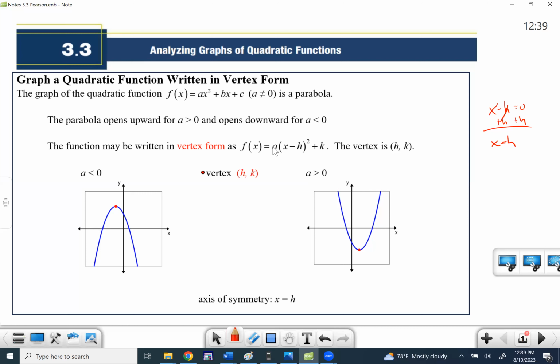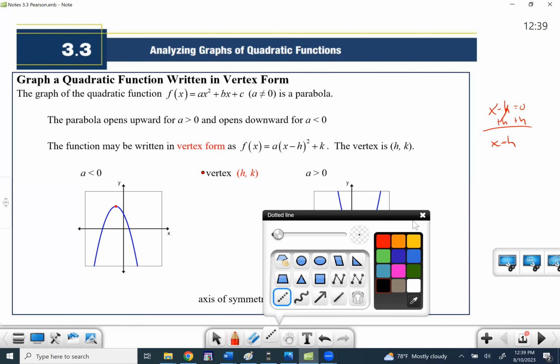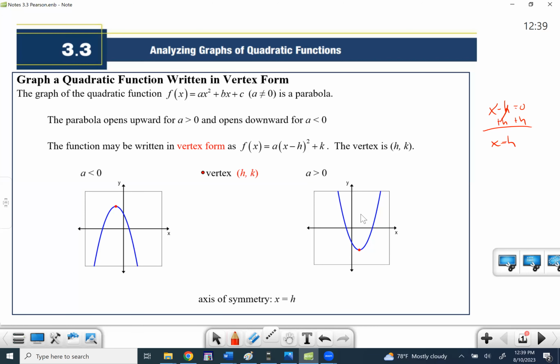This a will always tell us which way it's facing and how wide or how narrow our parabola is going to be. The axis of symmetry is something we're also going to find in this section, which is just a line that slices the parabola perfectly in half so that it's symmetric on both sides. It turns out that line will always pass through the vertex, and that's why it's going to share its x value with the vertex.